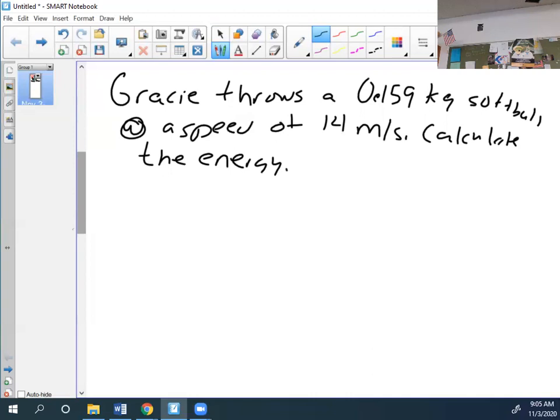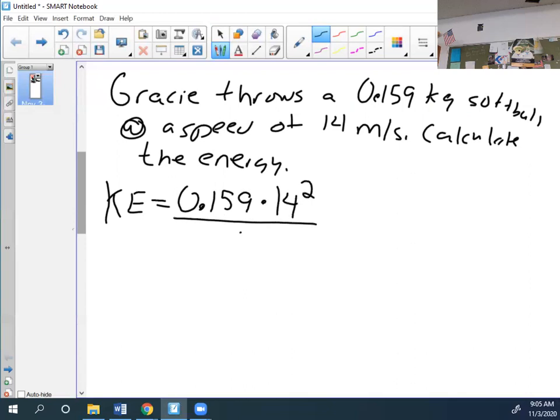So my first question is, is it KE or GPE? It's KE, because it's moving and it has speed. So KE equals, what's the mass? 0.159 times, what's the velocity? 14. Now I have to remember to square the velocity, divided by 2.